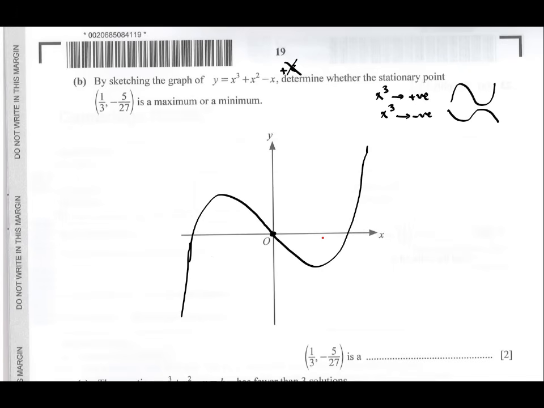Then we have two stationary points. One stationary point is given, which is 1/3 and -5/27. This is one of the two stationary points. And we have another stationary point that we got from part 1, which is -1 and 1. The point 1/3, -5/27 is a minimum. This is the maximum point and this is the minimum point.